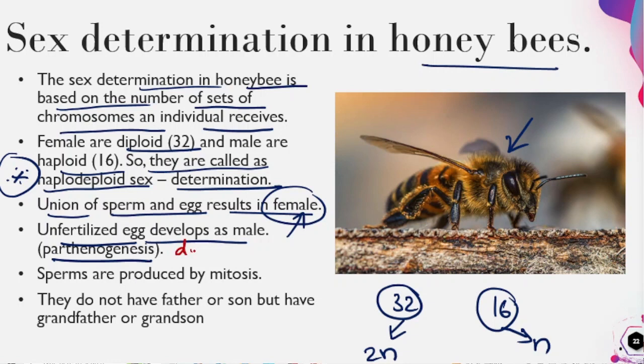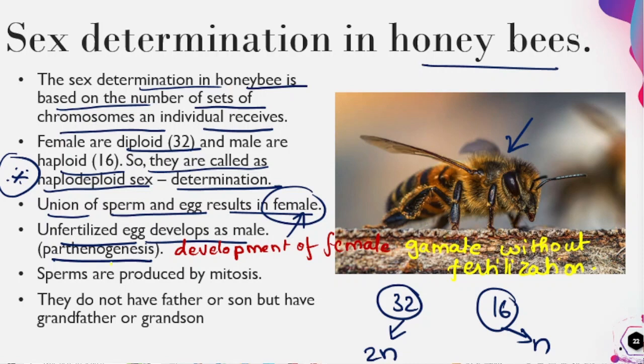Development of female gamete without fertilization. It is called parthenogenesis.